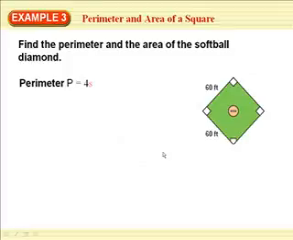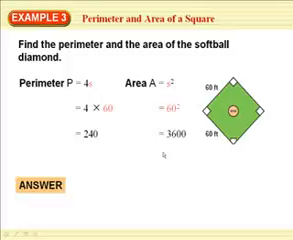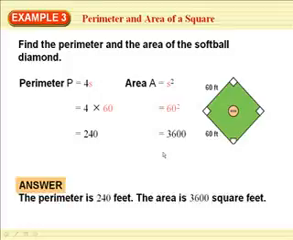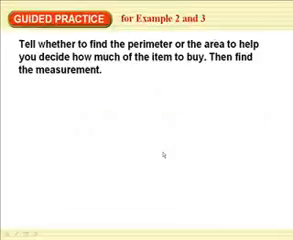So there's our perimeter, 4s, 4 times 60, just what we did. It got 240. Area s squared, 60 squared, 3,600. So the perimeter is 240 feet. The area is 3,600 square feet, excuse me. So let's do guided practice for examples numbers 2 and 3.